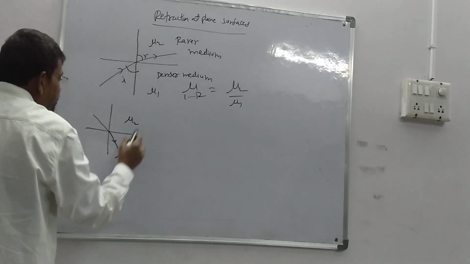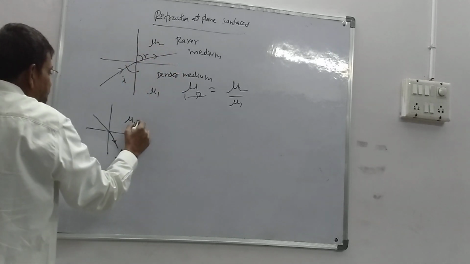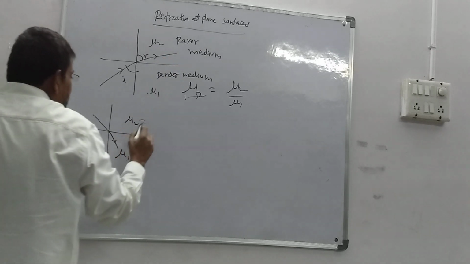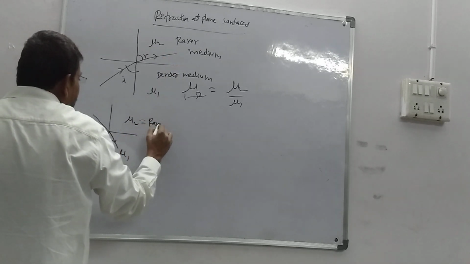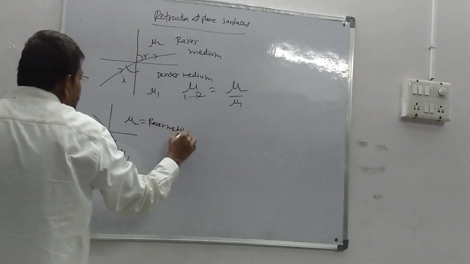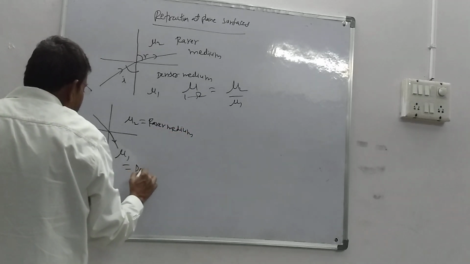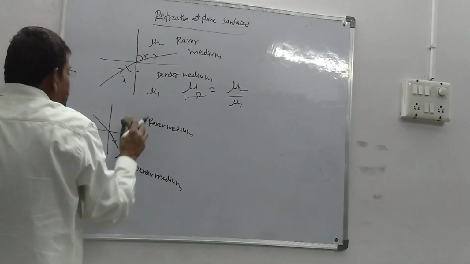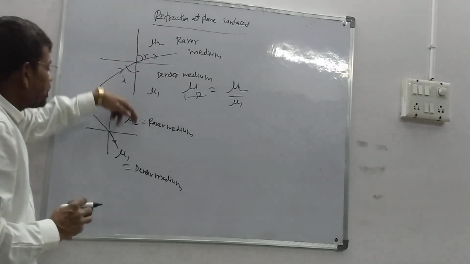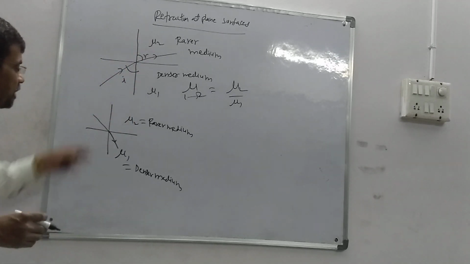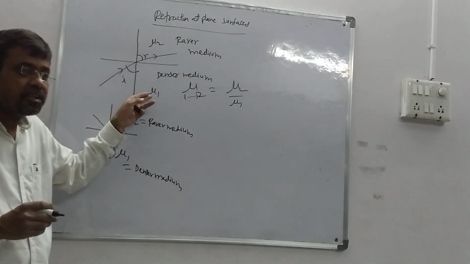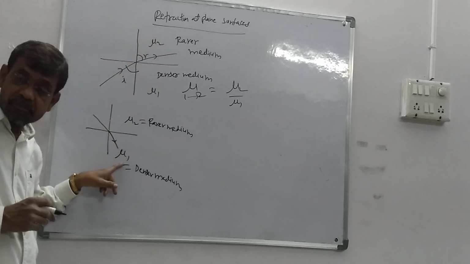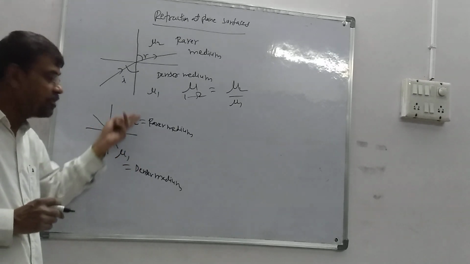But this one I am taking reverse. Denser medium going to here. This is rarer medium and this is denser medium. This one I am taking rarer medium, and this one I am taking denser medium. Mu 2 rarer medium, mu 1 denser medium. Here what I am doing? Reverse way. What is the meaning of this? Refractive index of the second medium with respect to first medium. But what about this? Refractive index of the denser medium with respect to rarer medium.